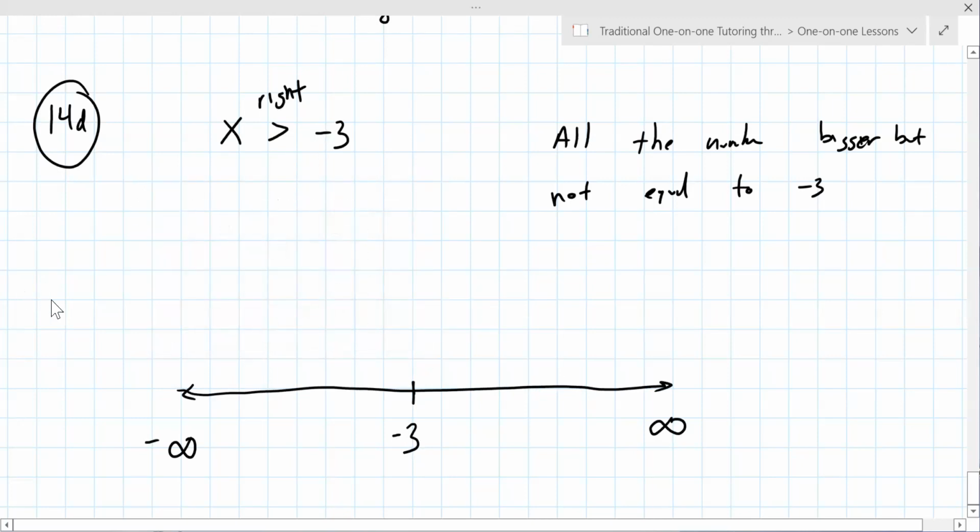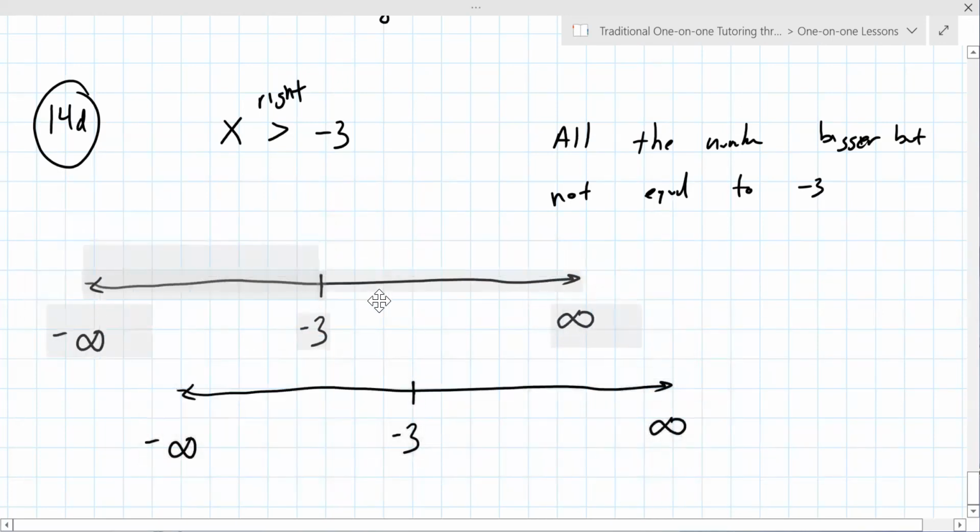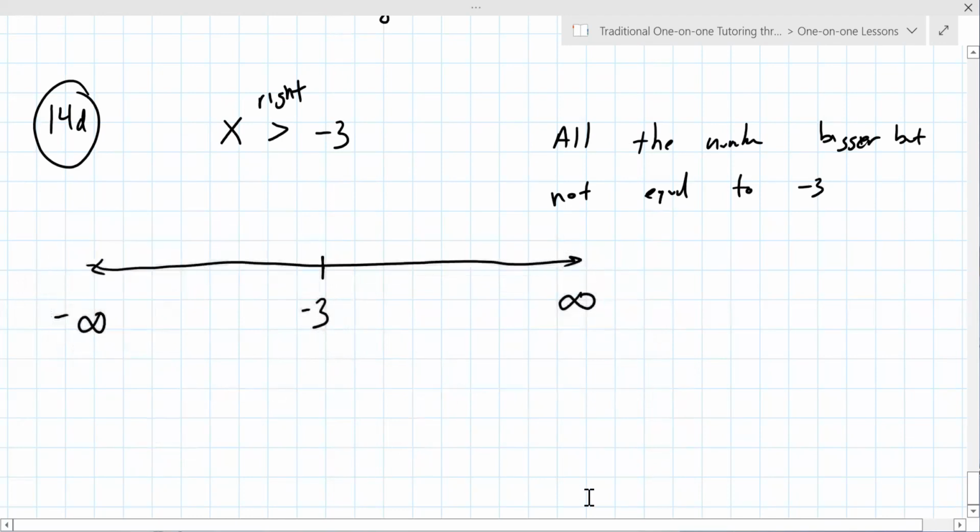Probably still isn't making any sense, is it? No, I'm confused. Yeah. So we should have done this first. Okay. So we should have built the number line first.